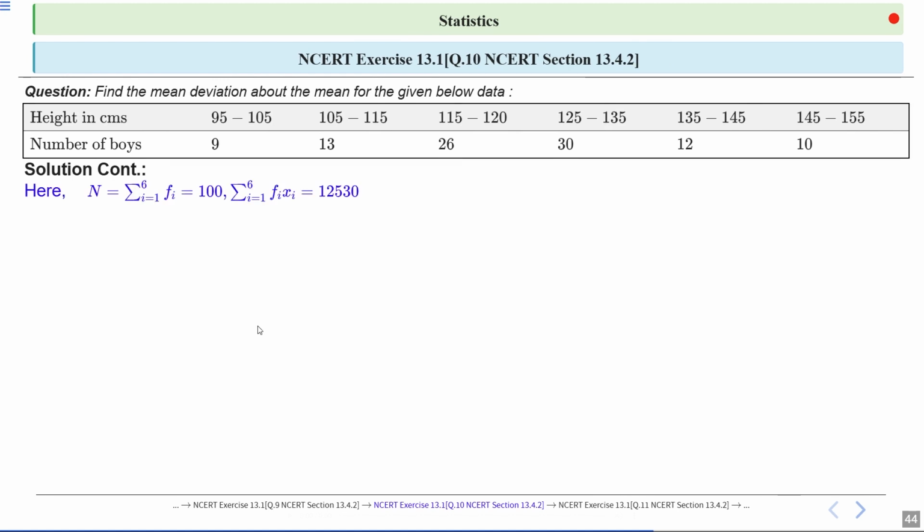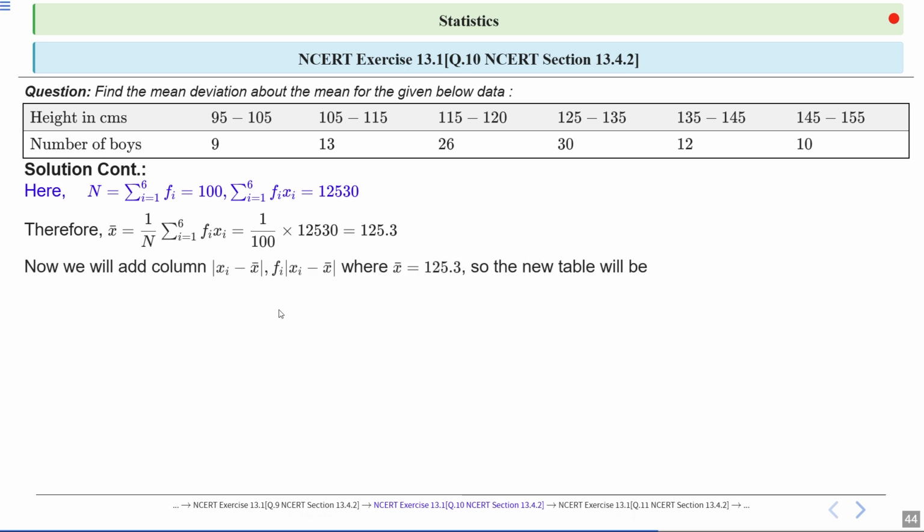Here n equal to summation i equal to 1 to 6 fi, and this is equal to 100, and summation i equal to 1 to 6 fi into xi is 12,530. Therefore x bar equal to 1 divided by n summation fi into xi, where i equal to 1 to 6, and here n equal to 100, so x bar equal to 1 by 100 times 12,530, and this is simply equal to 125.3.